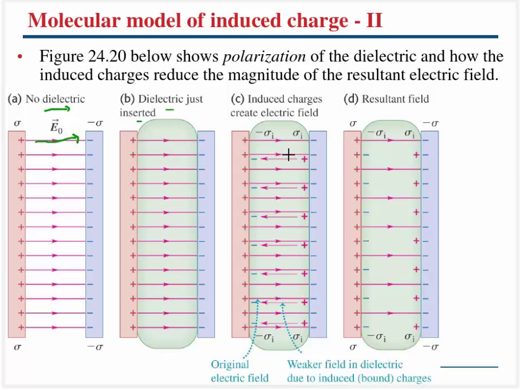And so we're going to start inducing negative charges in the dielectric over here, and positive charges in the dielectric here, and that's going to create a weak electric field inside of the insulator. It's essentially going to cancel out some of the electric field, and the resultant electric field at the end of the day is just going to be a little bit weaker.